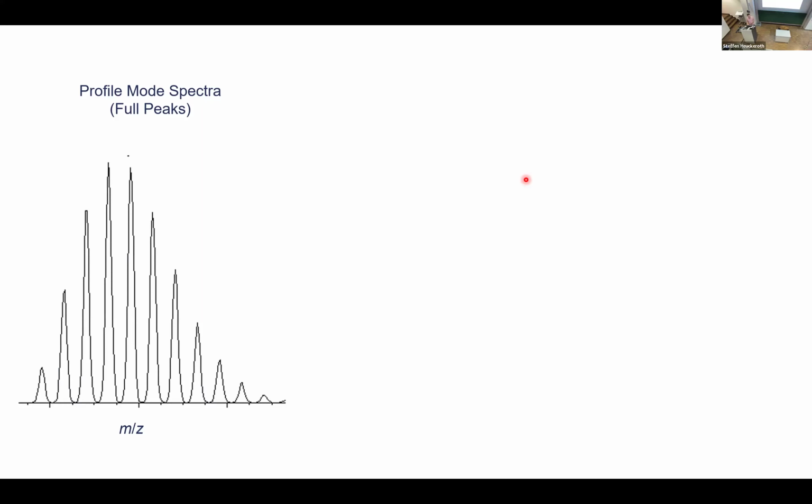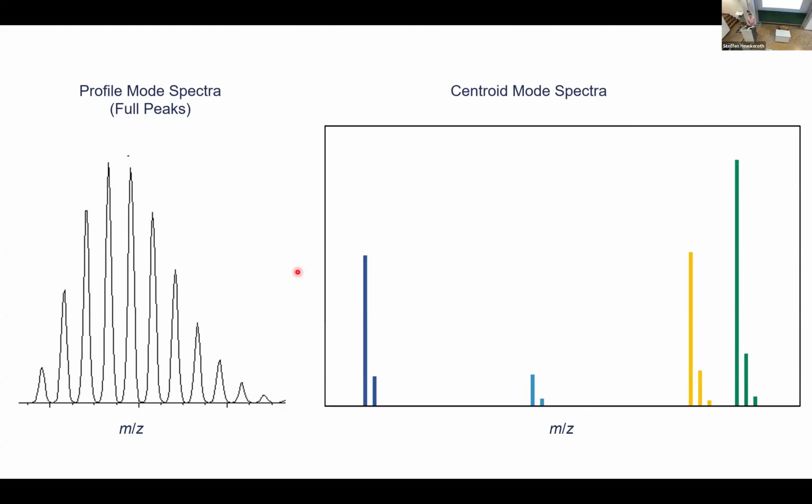And one thing that is really important is that the raw data can be in profile mode, which is shown with continuous data across every peak shape, or it can be already centroided, which you can see here, where you basically have just one X and one Y coordinate, so an m/z and an intensity and no distribution.